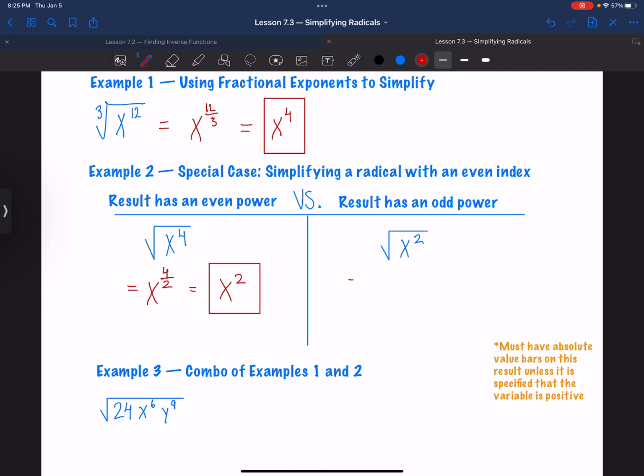So I will write this kind of like we've been doing. This is x to the power of 2 over 2, which yields x to the power of 1. However, we cannot leave this as just x. The rule for simplifying with an even index when you get an odd power, because the power in this case is 1, so it's odd, is that I must put absolute value bars around that variable. So I say absolute value of x.